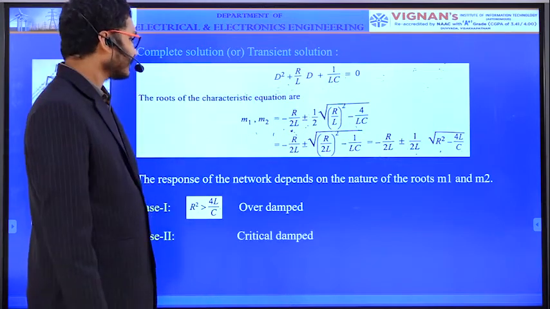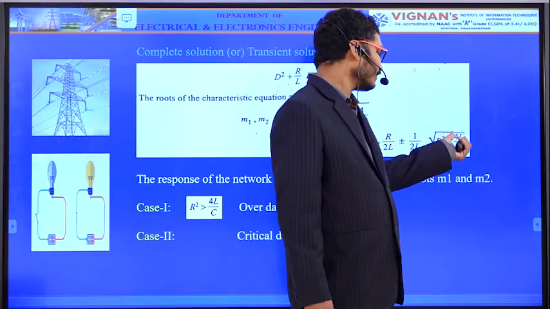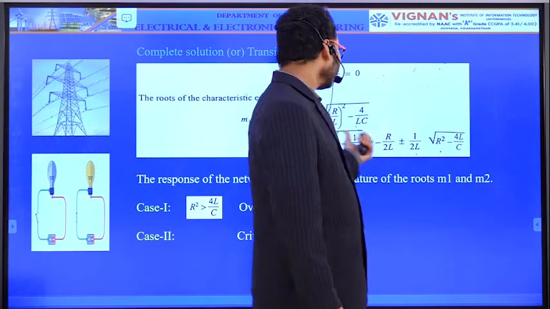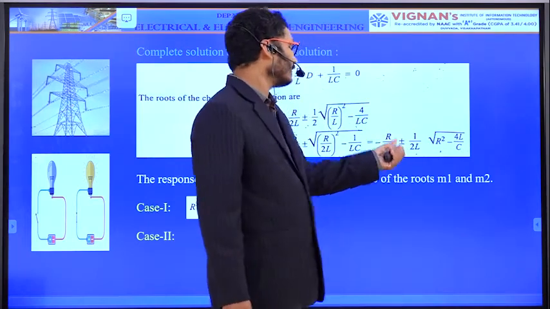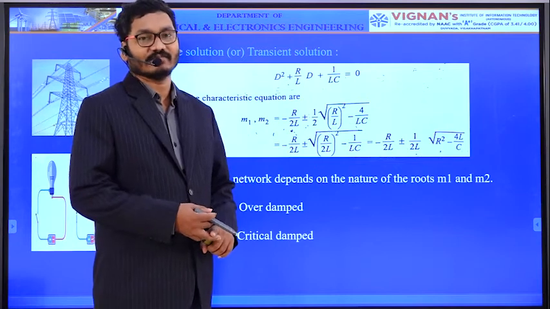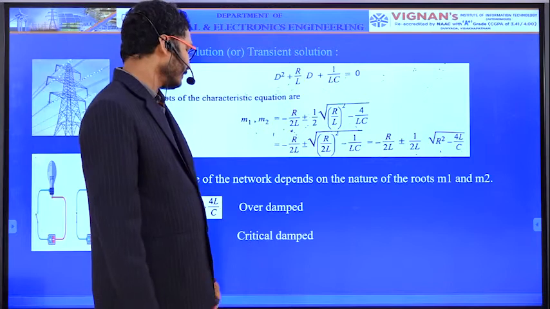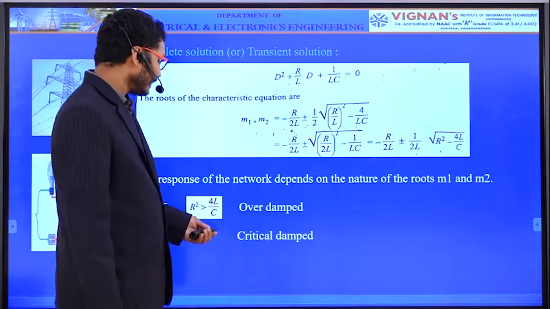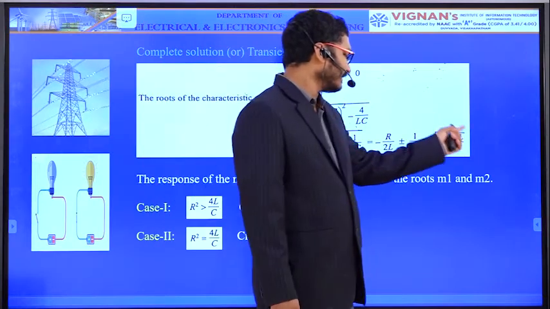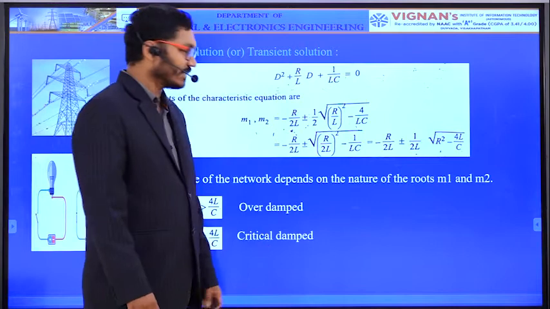The next case is if both are equal. If R square equals 4L by C, then this term is 0, which means both roots m1 and m2 equal minus R by 2L. The roots are real and equal, and this solution is called critical damped. Suppose R square is greater than 4L by C, you get the over damped case. Both being equal is the critical damped case, that is another case.